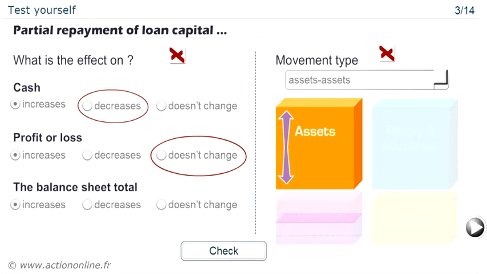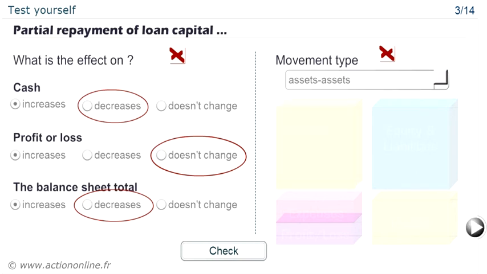Financial liabilities on the liability side decrease, counterbalanced by a reduction of the same amount in available funds on the asset side. The income statement is not affected by this reallocation of assets and liabilities. The effect on the balance sheet total is therefore negative. The total of available funds on the asset side reduces. This is counterbalanced by a drop in the total of financial liabilities on the liabilities side. This is an asset side, equity and liability side type movement.